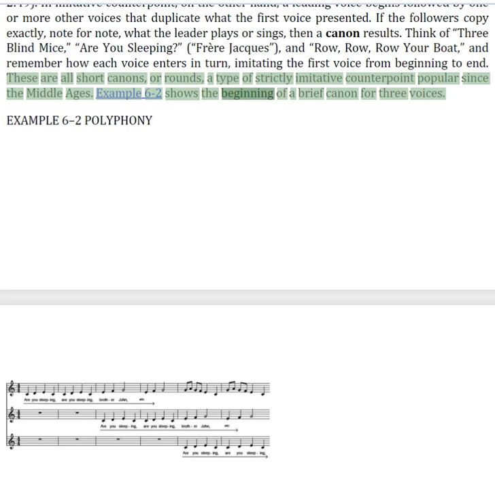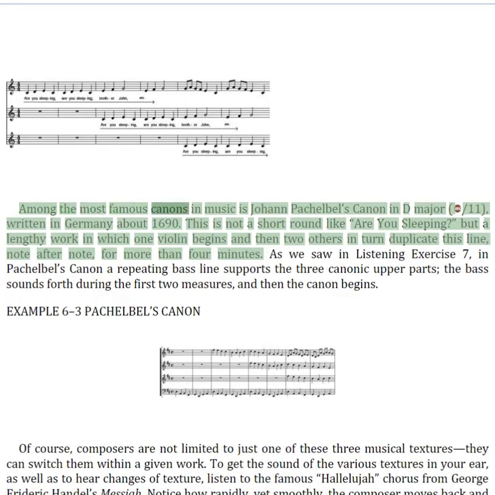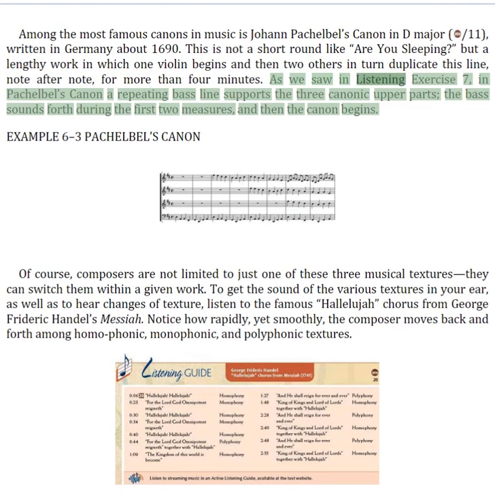Example 6:2 shows the beginning of a brief canon for three voices. Example 6:2 Polyphony. Among the most famous canons in music is Johann Pachelbel's canon in D major, written in Germany about 1690. This is not a short round like Are You Sleeping, but a lengthy work in which one violin begins and then two others in turn duplicate this line, note after note, for more than 4 minutes. As we saw in listening exercise 7, in Pachelbel's canon a repeating bass line supports the three canonic upper parts; the bass sounds forth during the first two measures, and then the canon begins.